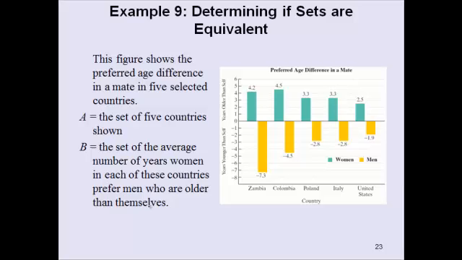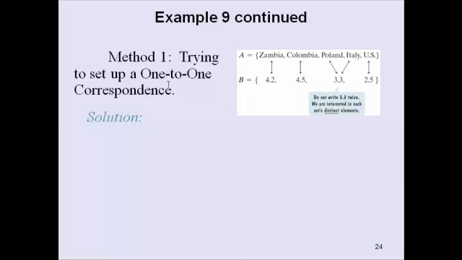All right, so the average number of years the women in each country prefer men to be older than them. It's kind of an interesting chart here. But you'll notice that 3.3 and 3.3 are repeated, and also 2.8 and 2.8 are repeated. So we do want to be careful because these repeated values are not going to show up twice in our set. All right. So method 1, try setting up a one-to-one correspondence.